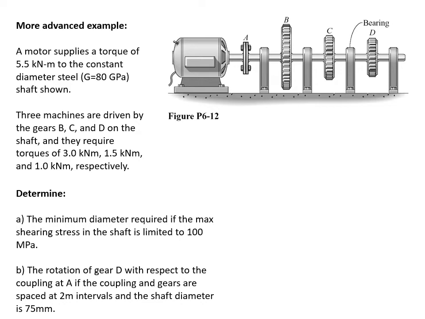There's 3 machines that are driven by all those gears, B, C, and D, and they require different amounts of torque each in order to run. And so what we want is the minimum diameter required if the maximum shearing stress in the shaft is limited to 100 megapascals, right? And then part D just says what's the rotation of gear D with respect to the coupling at A if the coupling and gears are spaced at 2-meter intervals and the shaft diameter is 75 millimeters.